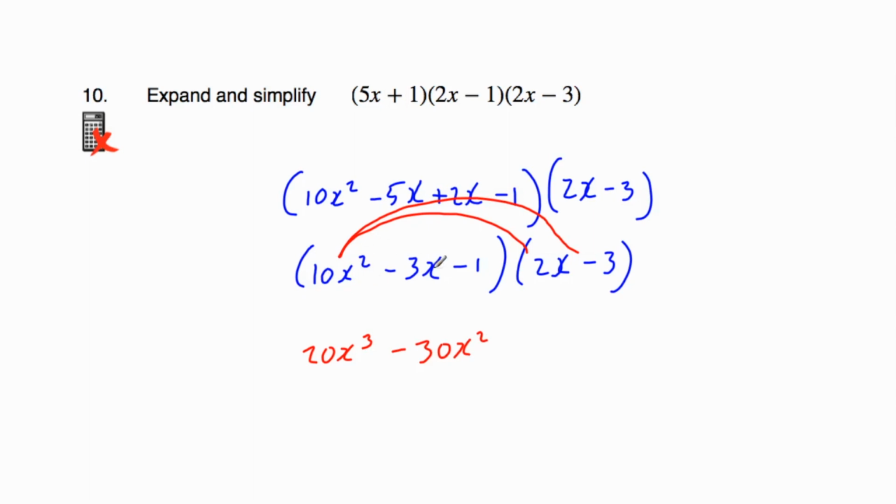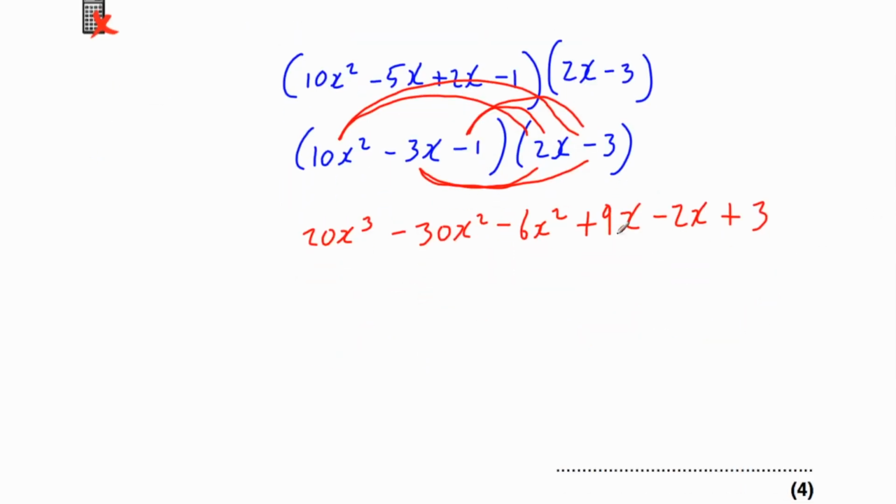So we've done our 10x squared. Now we need to move on to our minus 3x. So minus 3x times 2x would be minus 6x squared. Minus 3x times minus 3, well, negative times a negative is a positive, so that'll be plus 9x. And then finally, minus 1. Minus 1 times 2x will be minus 2x, and minus 1 times minus 3, and negative times a negative is a positive, so plus 3.